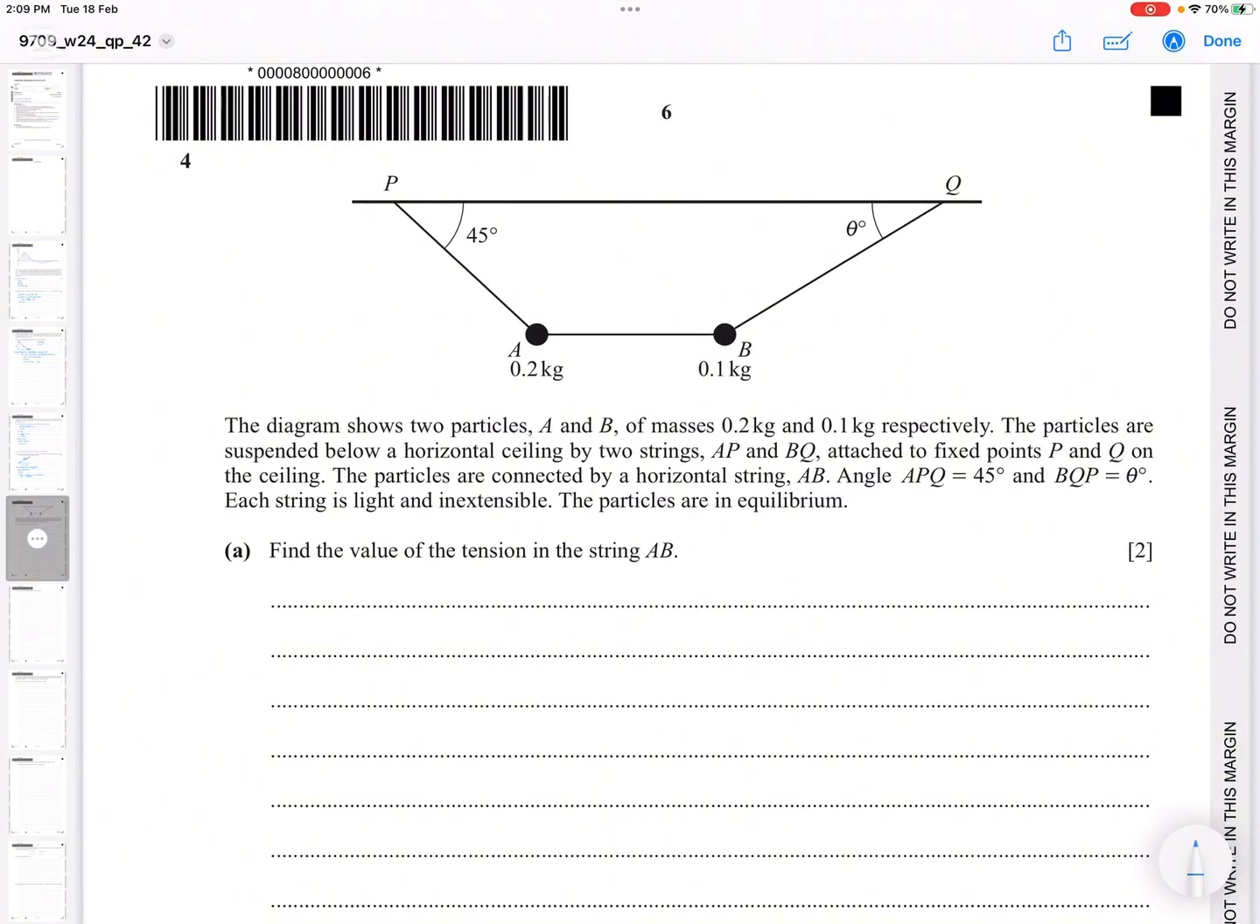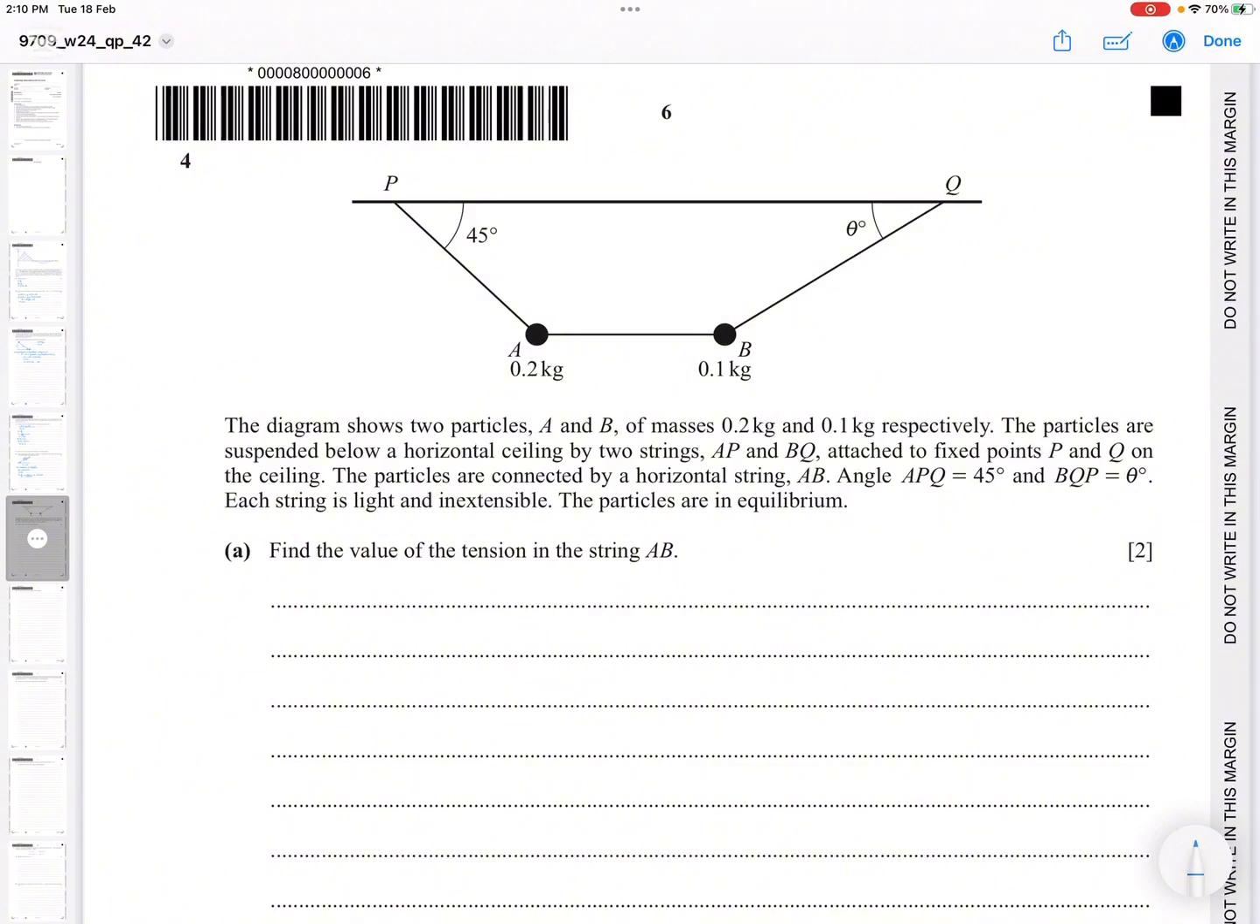In question number 4, the diagram shows two particles A and B of masses 0.2 kg and 0.1 kg respectively. The particles are suspended below a horizontal ceiling by two strings AP and BQ attached to fixed points P and Q on the ceiling. The particles are connected by a horizontal string AB. Angle APQ equals 45 degree and BQP equals theta degree. Each string is light and inextensible. The particles are in equilibrium. Find the value of the tension in the string AB.